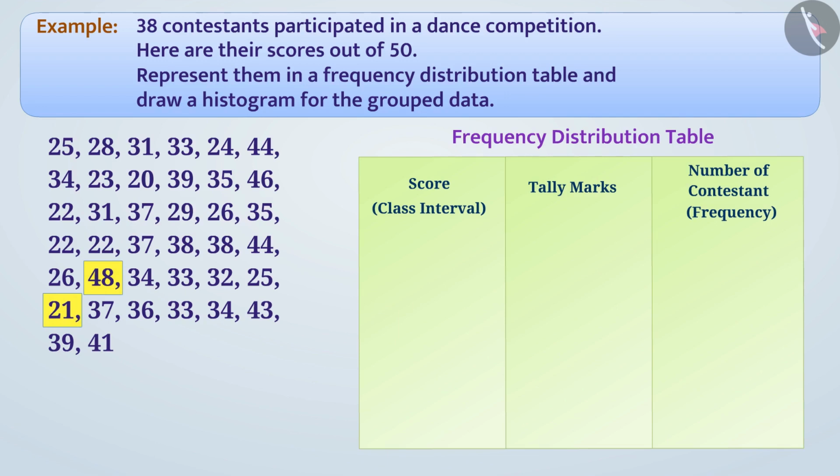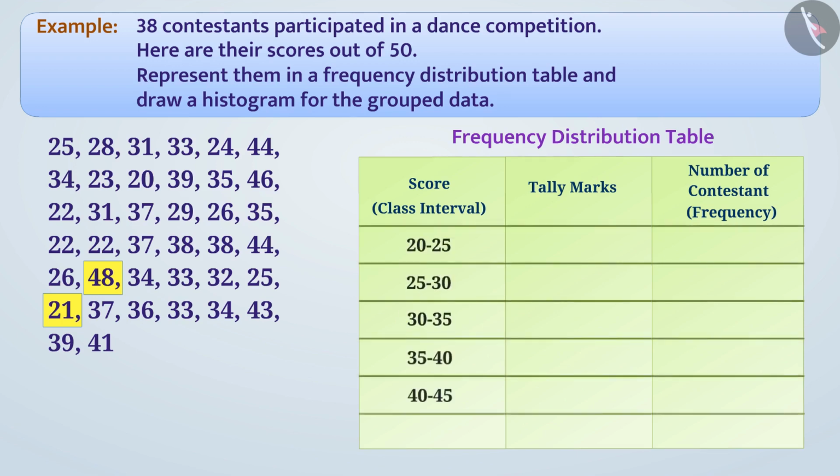Here we will make class intervals like this. You can see that the class size is same here. You can also create class intervals like this, but from the first method, we can get more clear information. Then we will take the scores one by one and represent it using the tally marks in the appropriate class interval. Here, 25 is included in these two class intervals.